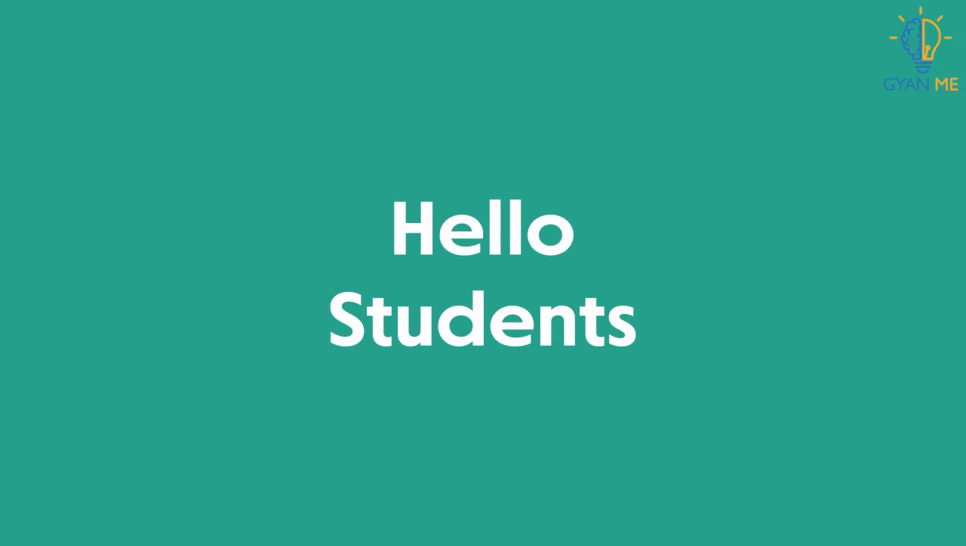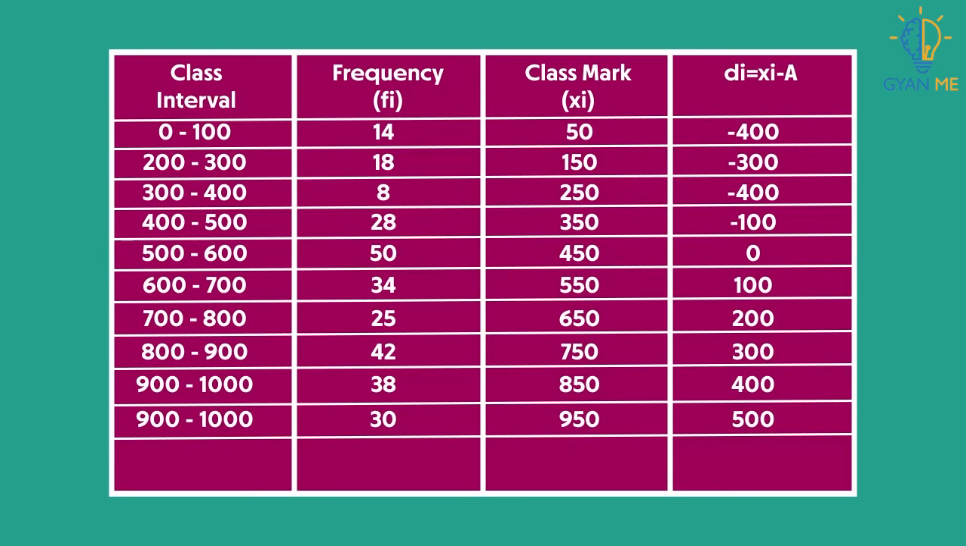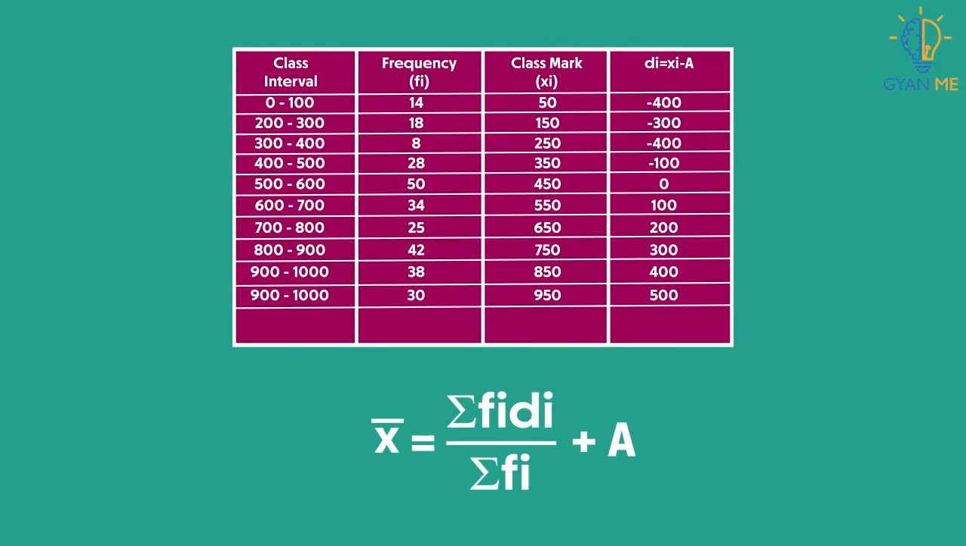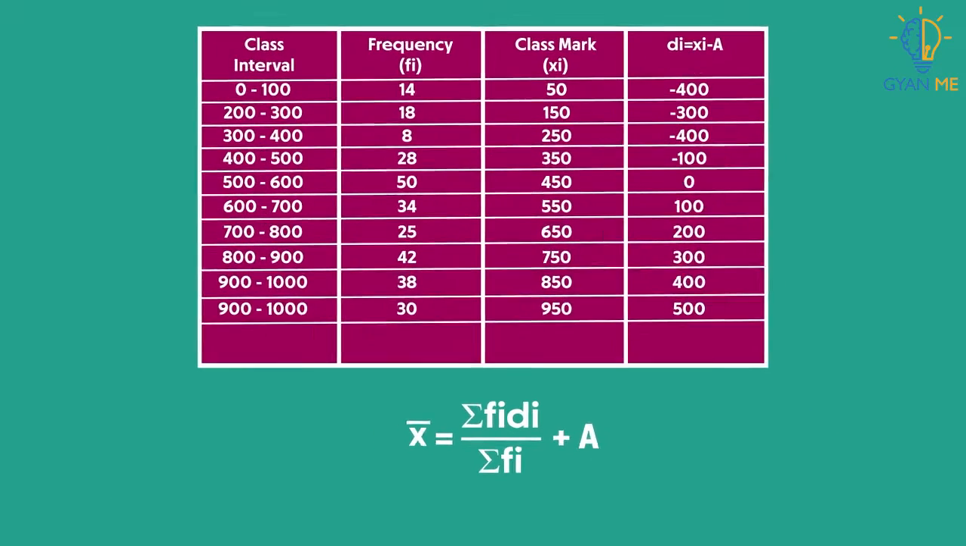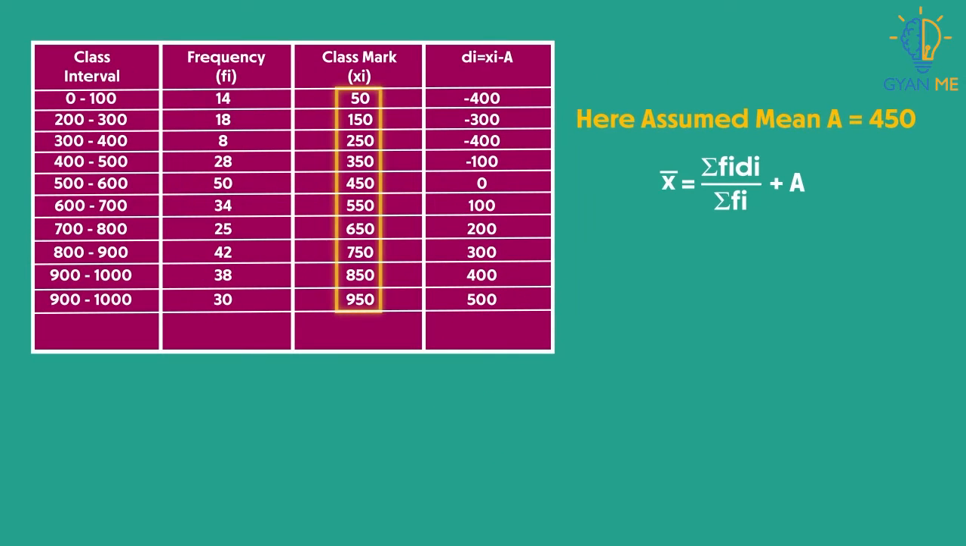Hello students! In our previous video, we learned how to calculate mean of the given group data using assumed mean method. As the name suggests, in this method we assumed one of our xi's as mean. Recall that in our previous case it was 450. And then we calculated deviation di by subtracting assumed mean, that is 450, from the other xi's.